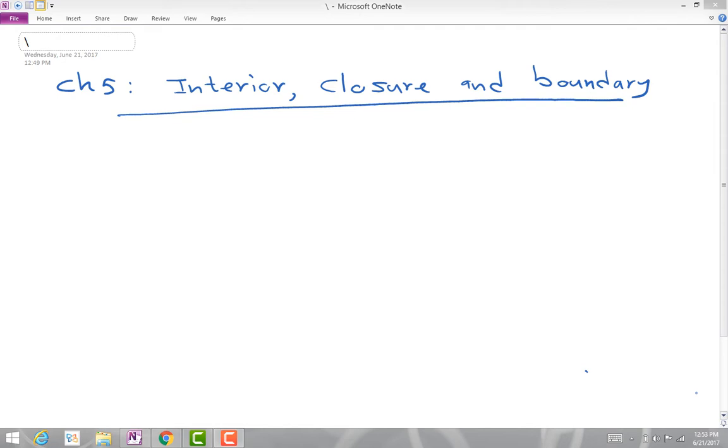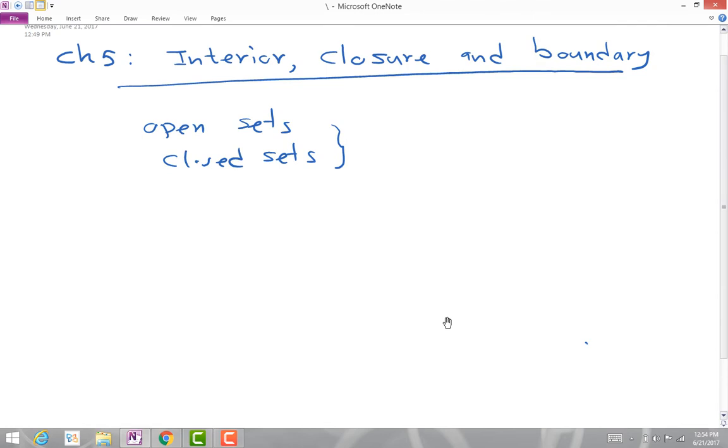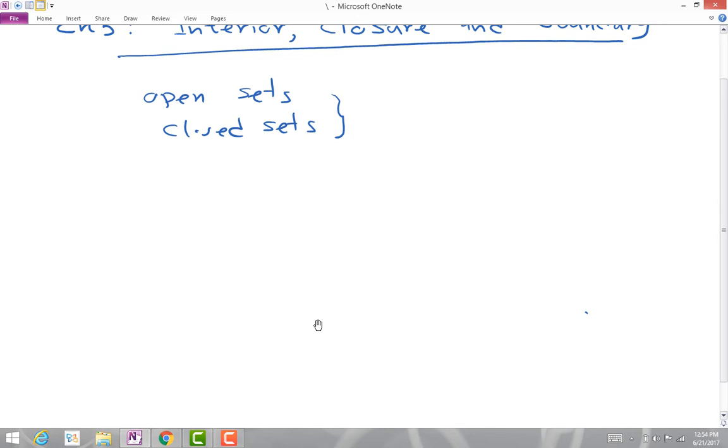So we're going to talk about interior, closure and boundary of a set inside a topology in this section. Now, these concepts are closely related to open sets and closed sets. So this will be another way to characterize open sets and also to characterize closed sets. So the first definition, we'll talk about the interior first.